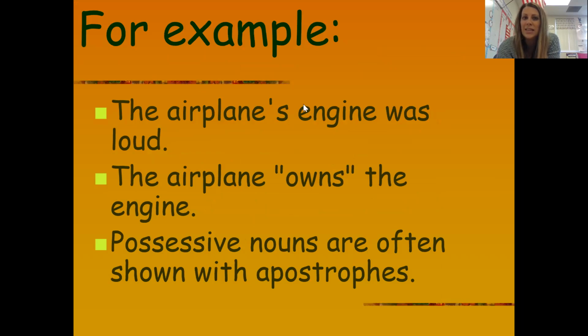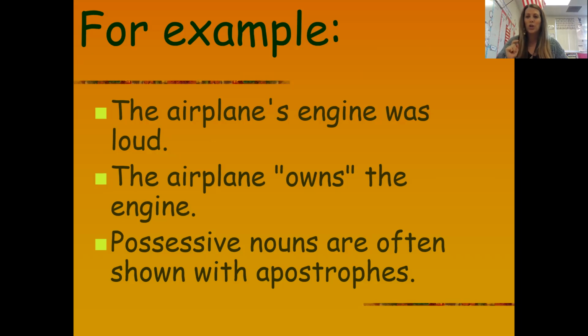So let's look at this example. The airplane's engine was loud. The airplane owns the engine, right? So look what we did here. To show ownership, we added an apostrophe. An apostrophe is kind of like that comma, but it goes up in the air. I like to put my hand on my hip. I like to put my apostrophe in the air. And I know when I'm making a possessive, I add an apostrophe S. Okay, show me.